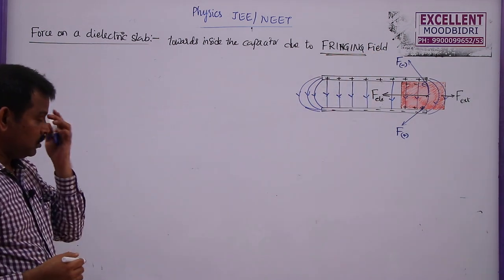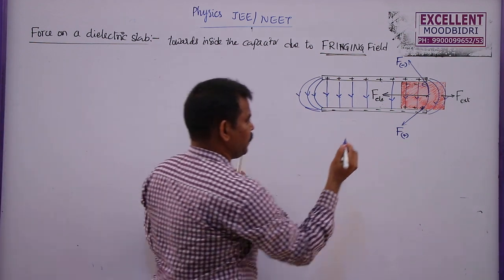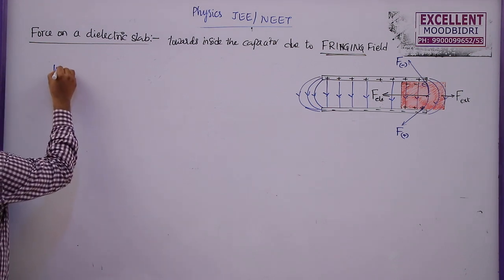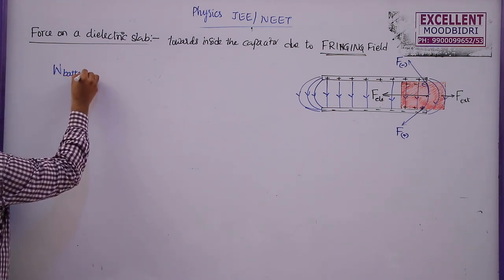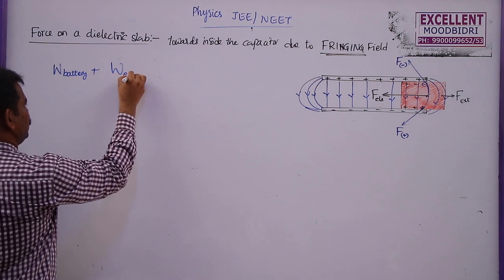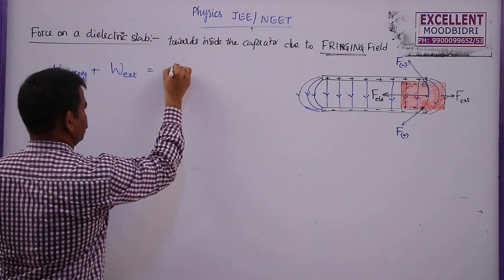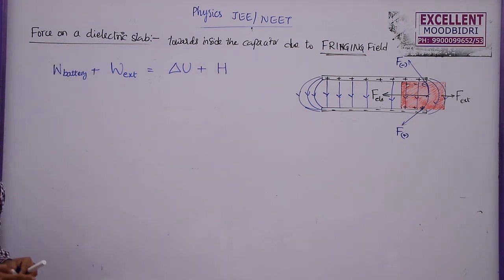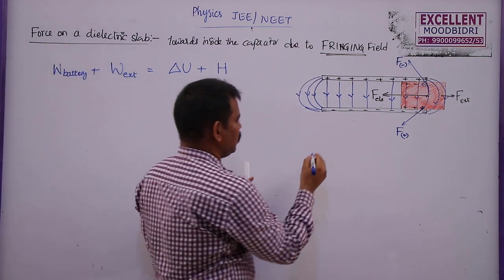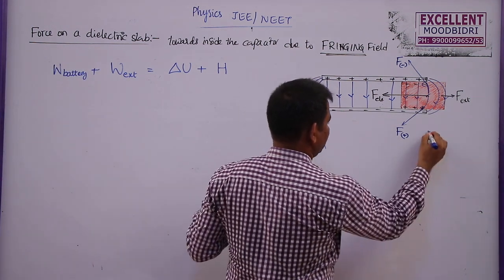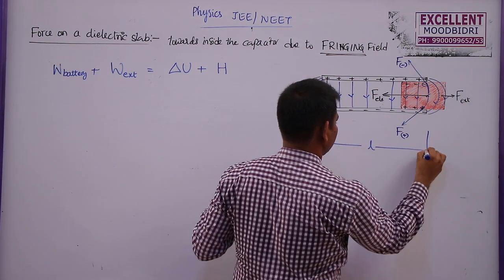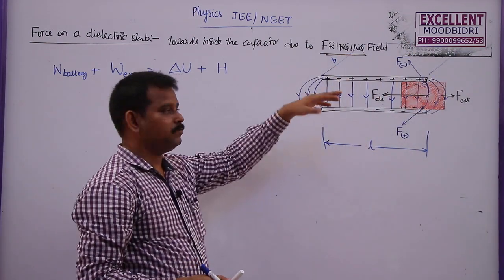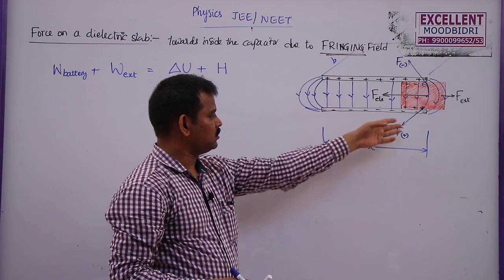Now, in this case, what is the total energy here? From the law of conservation of energy we can write W battery plus W external is equal to change in energy of the capacitor plus change in heat energy. Now you can see the length of this plate, let me take it as L, and the width of this plate is, let us say, B. So what is the area of this plate? L into B, for the first plate and the second plate.